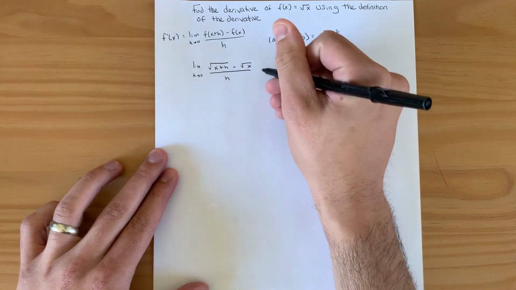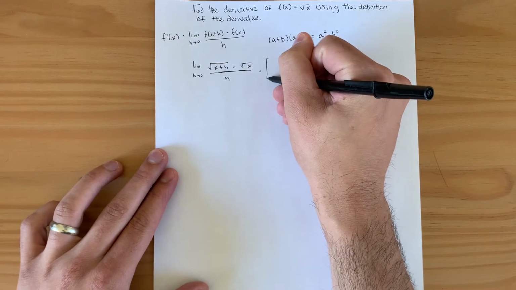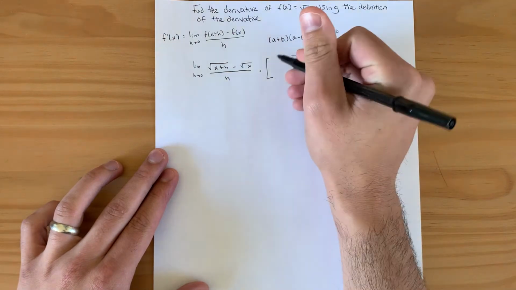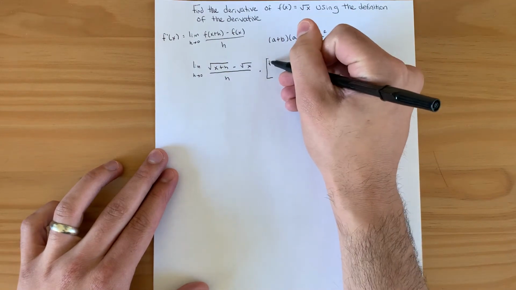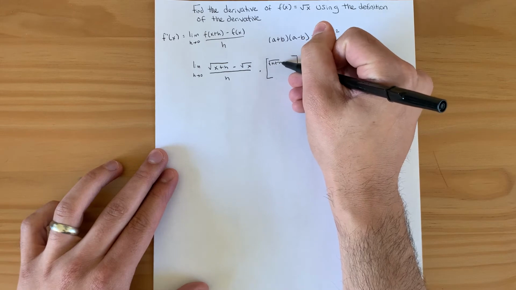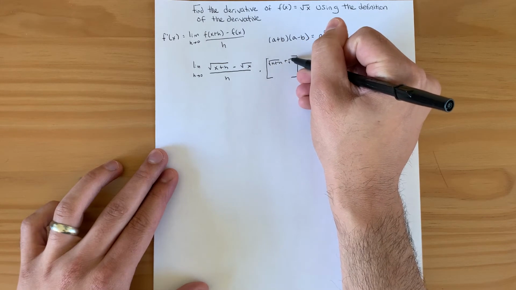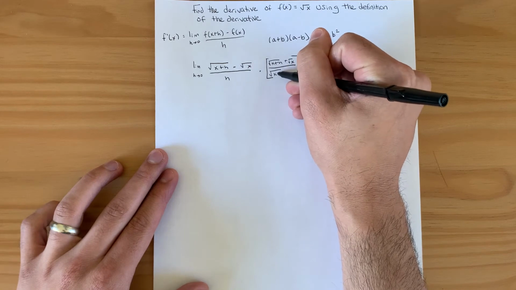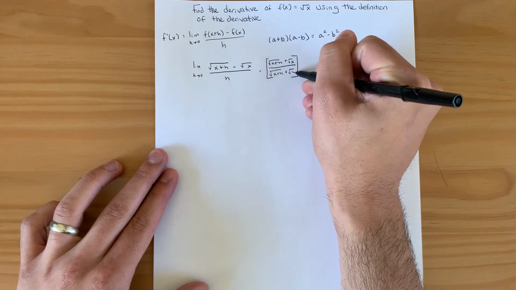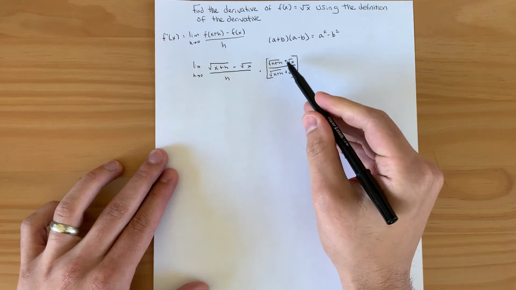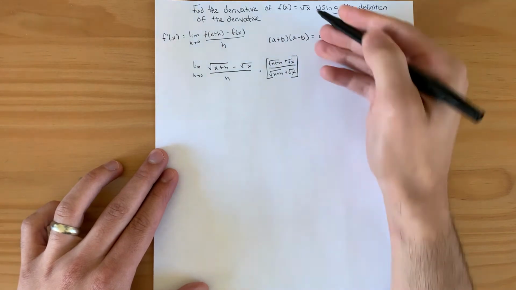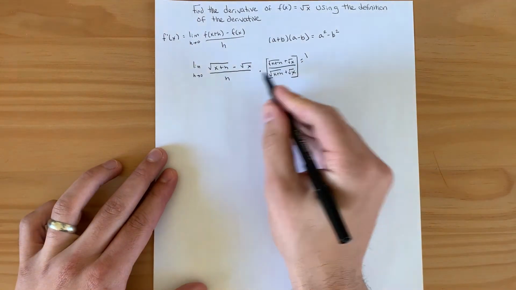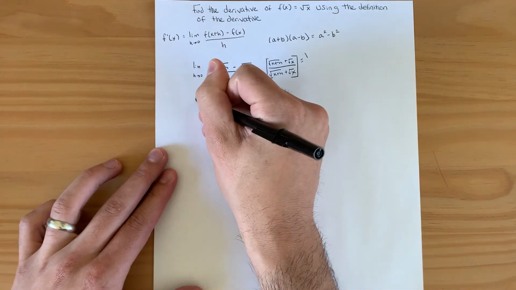So what I mean by that is we're going to multiply this whole thing by 1, but we're going to put 1 in a different form. So here, 1 is going to take the square root of x plus h plus the square root of x over the same thing. So you see here that this is just one number over the same number. So this is just equal to 1. So we're not changing the answer, but this is going to greatly help us simplify this expression.